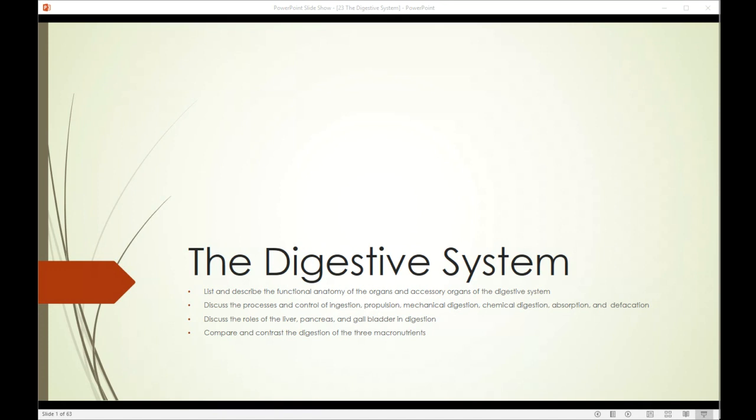Today, we're going to talk about listing and describing the functional anatomy of the organs and the accessory organs of the digestive system. We're going to discuss the processes and the control of ingestion, propulsion, mechanical digestion, chemical digestion, absorption, and defecation. We're going to talk about the roles of the liver, the pancreas, and the gallbladder within digestion, and we're going to compare and contrast the digestion of our three macromolecules.